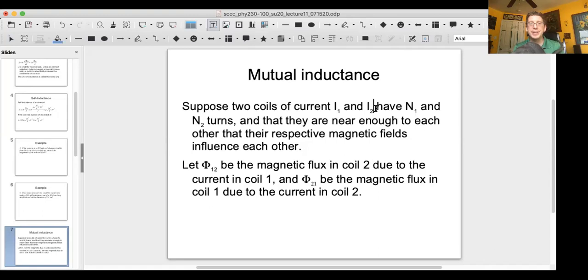So we're going to define psi12 as being the magnetic flux in coil 2 due to the current in coil 1. So the first number is the influencer, and the second number is what's being influenced. So psi12, the magnetic flux that coil 1 creates in coil 2. And psi21 is the magnetic flux that coil 2 creates in coil 1. So there are a couple of ways of thinking about that. And so that brings us to the definition of mutual inductance.